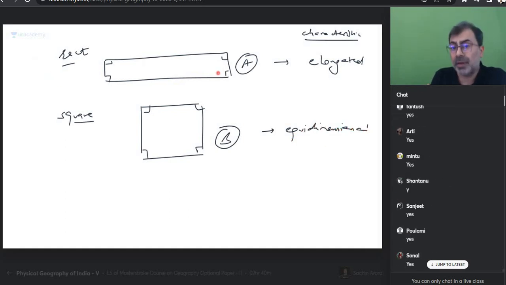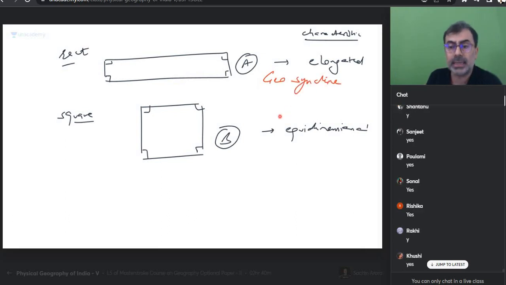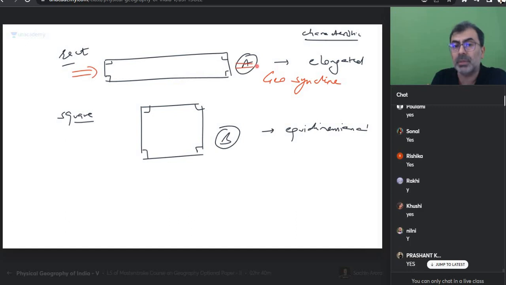So I defined geosyncline as linear, elongated features of large size, shallow in nature, attracting sediments. So geosyncline will be linear, elongated. Yes or no? True or not? So if we fold them, what will happen? When they fold, they will create fold mountains. I have read something like this.